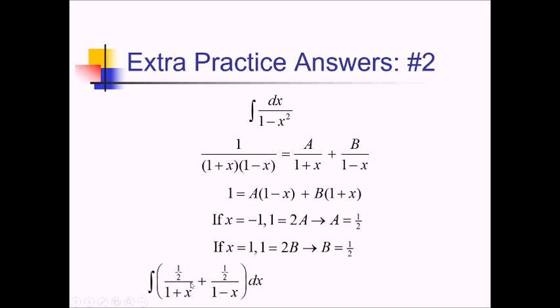So this first one antiderivative is going to be 1/2 ln absolute value of 1 plus x. And then for this next one, now we got to be careful here because I've got a 1/2 ln absolute value of 1 minus x, but the derivative of the inner function here is negative 1. I have to divide by that since it's not just 1. So this ends up being minus 1/2 ln absolute value of 1 minus x. And then we have our plus c.